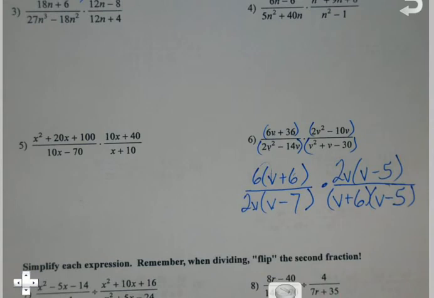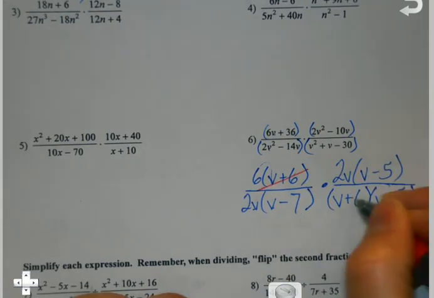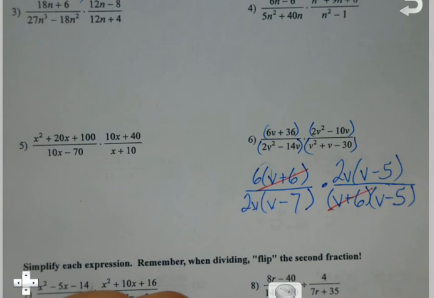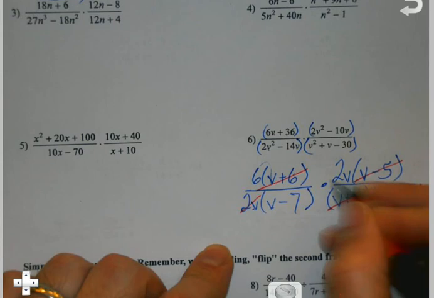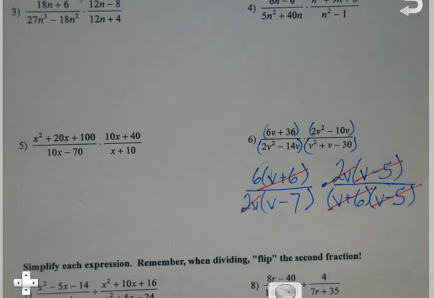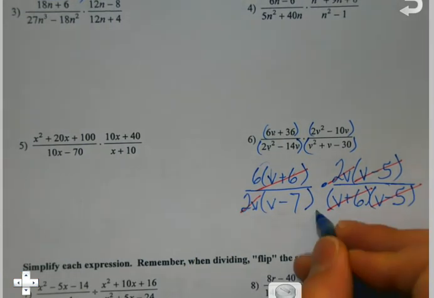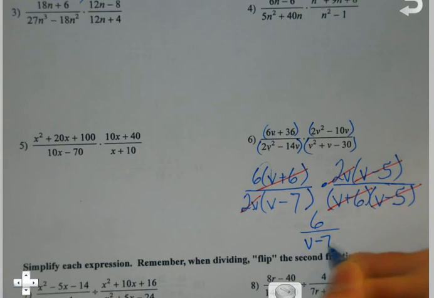So now I go through again. I'm like, okay, what can I start whacking away here? Well, blast those. And those 2 v's, so that's even better since they're identical, so I'll blast those too. 6 over v minus 7.